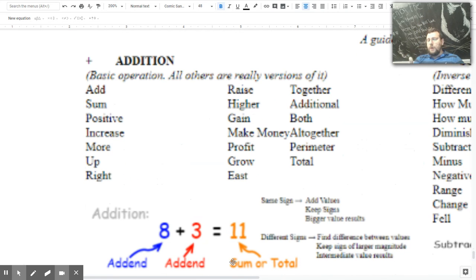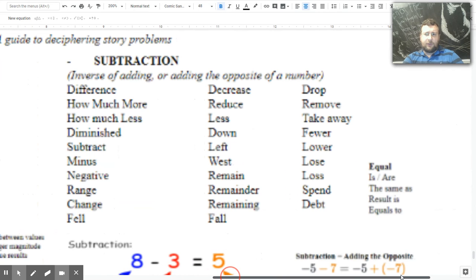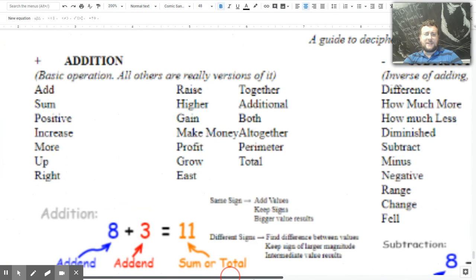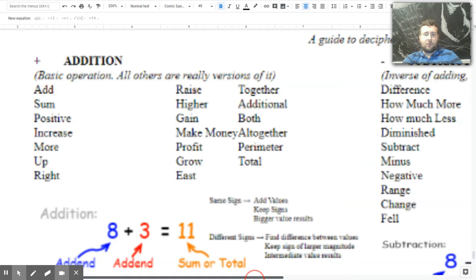So if you want, you can pause the video and make your own list, or I have this posted on my resources if you're one of my students. But if you see words like this in a word problem, that means they want you to add, okay? In addition, the words add, sum, or increase, more are probably the most common ones.